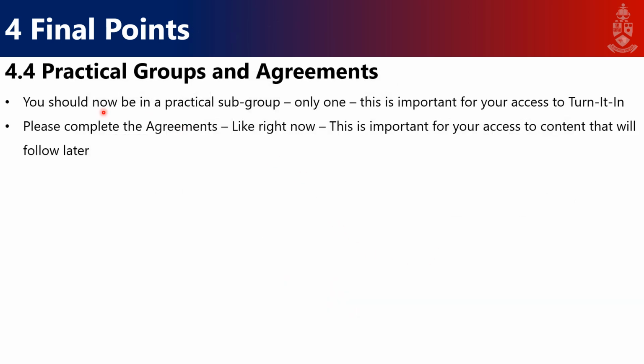We're almost done. The last things are you need to be in a practical subgroup, so A1, A2, A3, B1, B2, those things. That allows you to submit on your correct group on Turnitin. And if you haven't completed the agreements, when you're watching this video, just do it now. Pause the video and go do that, and then you can come back and watch the last slide.